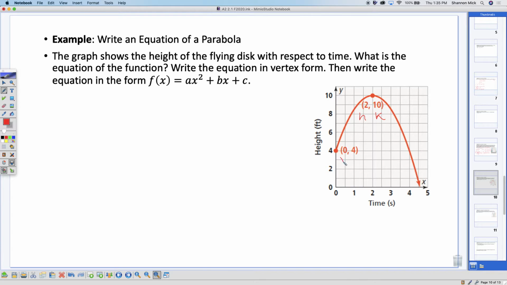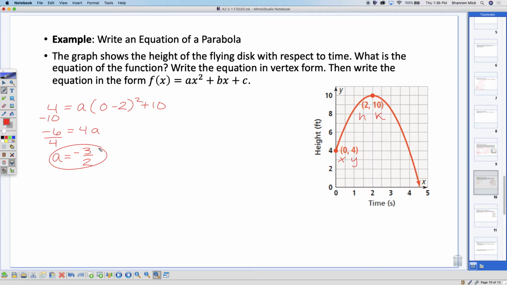We also have the point 0, 4. Okay, so I have what? 4 equals A times parentheses 0 minus 2 squared plus 10. Okay, so negative 2 squared is 4. Subtract 10, right? So A is negative 3 over 2, and you will have fractions. Okay, so now I have A.